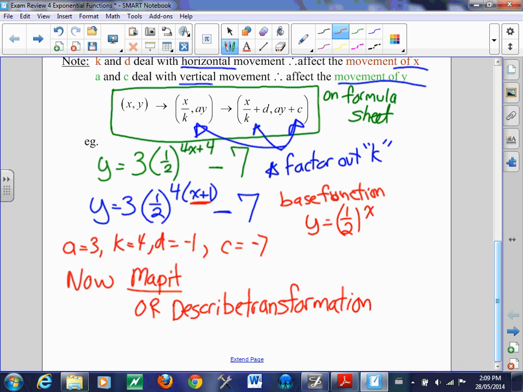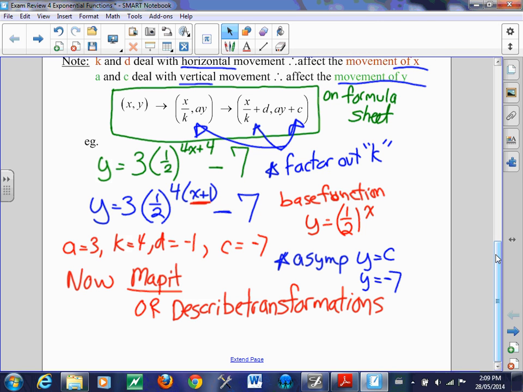Okay, and if you're mapping or you're asked to graph it, ladies and gentlemen, just remember the key to the asymptote for this one. The asymptote is affected by your up and down movement, so y equals c. So in this case, y would equal -7. So the asymptote would be moved down 7.